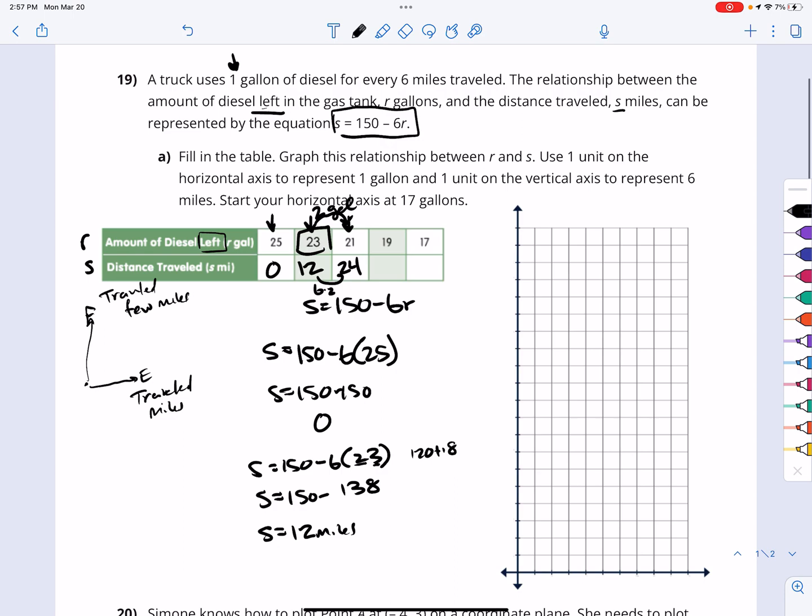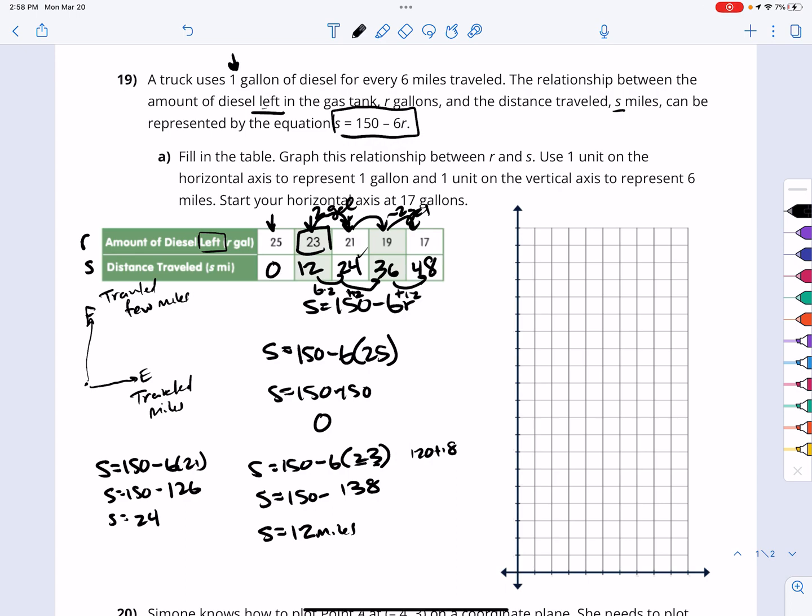I'm going to quick check this using substitution. Our distance is 150 minus 6 times 21. 6 times 21 is 126, and our distance is 24. Check it out, so that works. We're using 2 more gallons, so we're going to travel 12 more miles.